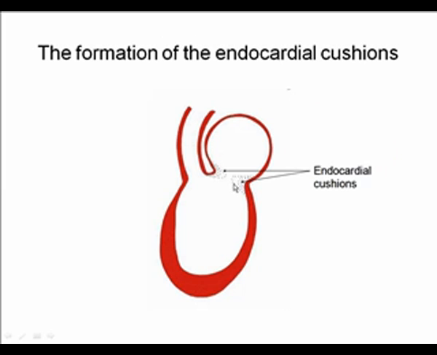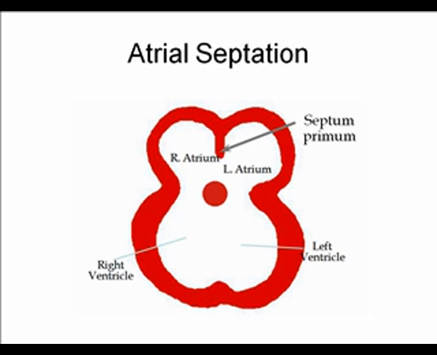This cartoon just depicts that growth of cells into the AV canal that we talked about, where we begin to get the formation of endocardial cushions. The endocardial cushions are going to fuse in the midline, and they will form this endocardial cushion in the center of the AV canal, thus forming a right AV canal and a left AV canal.